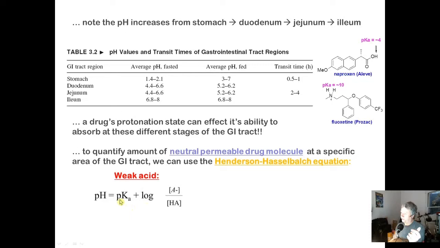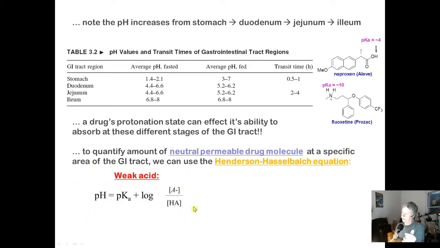And this will determine the amount of A minus versus HA. In this case, HA is the one we'd want. That would be the absorbed one. And again, at a pH lower than 4, it'll be mostly protonated, right? So you could do the calculation for this.